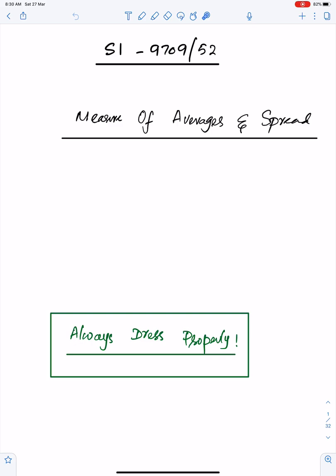The topic of this lecture is important concepts of measure of averages and spread. An important advice for me and for everyone, we should always dress properly.